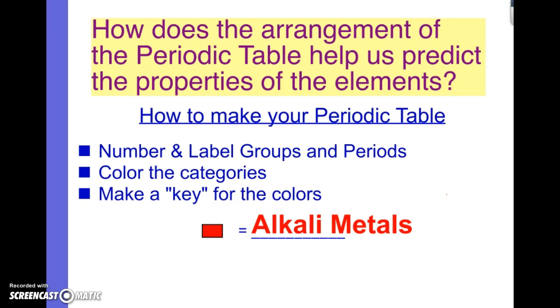So here's how you're going to make your periodic table that's glued into your science notebook. You need to do three things. One, you need to number and label groups and periods. You need to color the different categories, and you need to make a key for the colors that you create. And what I mean by key is you need to tell me what red means. So like if you color a group red, you need to tell me that red are the alkali metals.